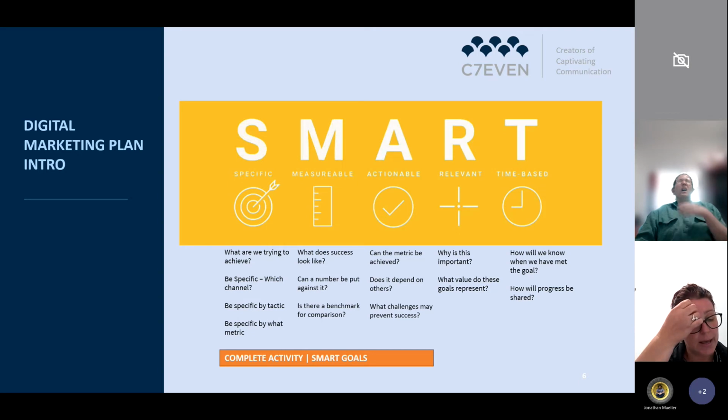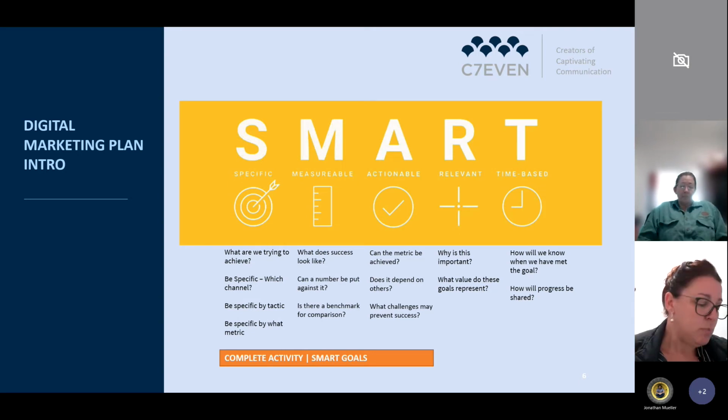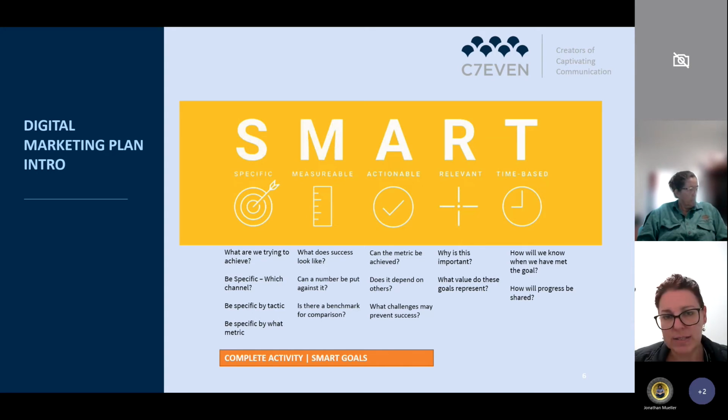Didn't work? So when we look at M, which is the measurable, we want to identify, okay, we've got this awesome idea. What does success look like?